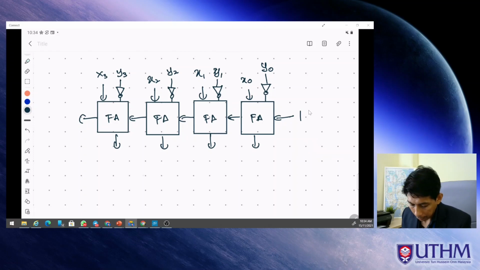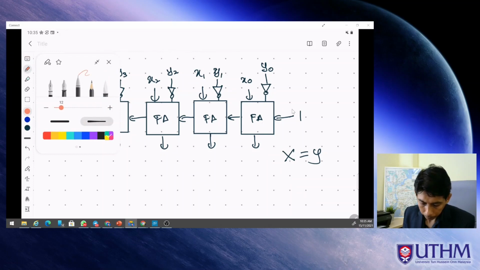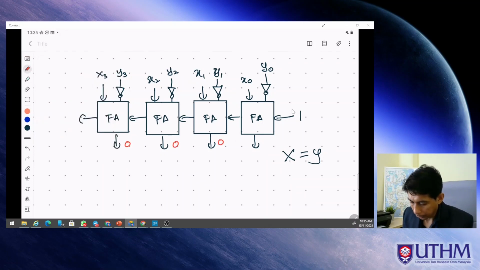And this means x minus y in this case, x minus y. And now, how do we know that x equal to y? So all of these here must be 0, right? Must be 0.